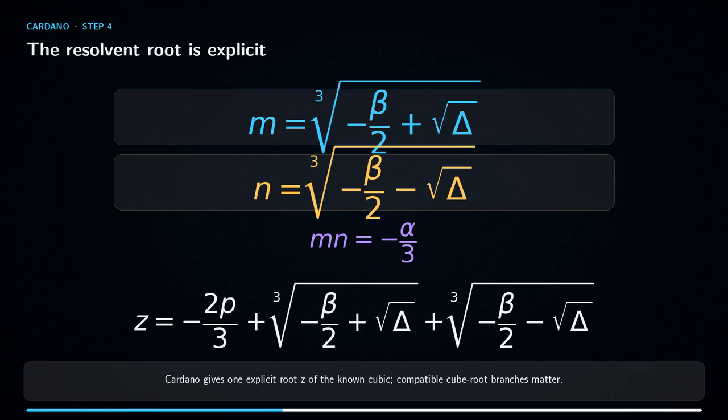Then y equals m plus n, and one resolvent root is z equals minus 2p over 3, plus the cube root of minus b alpha over 2 plus square root delta alpha, plus the cube root of minus b alpha over 2 minus square root delta alpha. Cardano's formula has now calculated z explicitly.